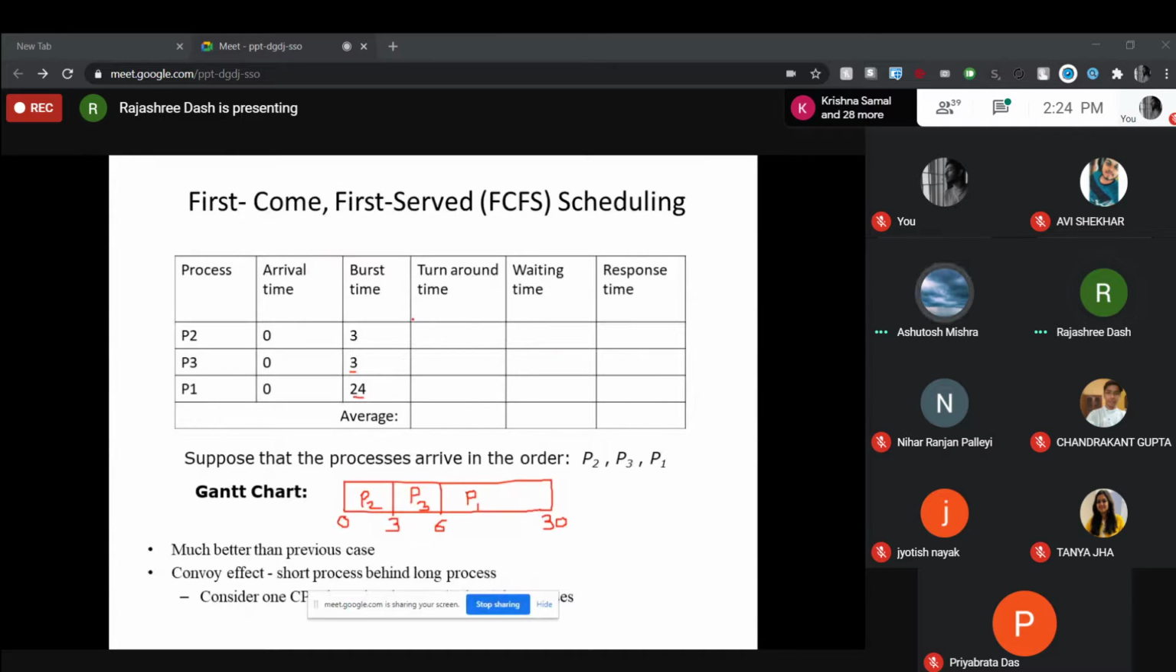Now, as I have told you, you can find out the turnaround time simply by subtracting the arrival time from the finish time, FT minus AT. I am writing FT for finish time. So for P2, the finish time is 3, arrival time is 0. So 3 minus 0, that will be 3.